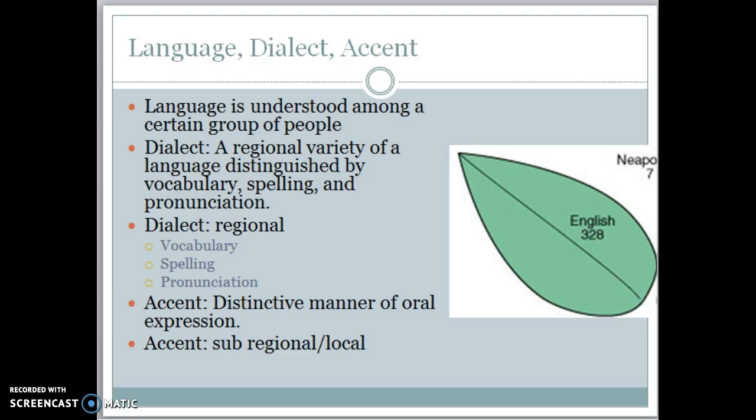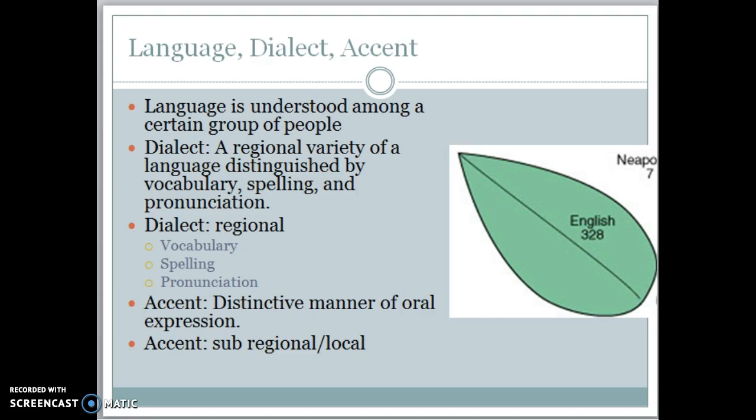And then finally, we can also start breaking things down further in terms of language, dialect, and accent. Language is understood among people within a certain group, so again, talking about the English language. A dialect is a regional variety of the language, distinguished by vocabulary, spelling, and pronunciation. We compare and contrast American English versus British English, and how they use different words. Like in America, we use the word line; in Britain, they use the word queue. In America, we use the word elevator; in Britain, they use the word lift.